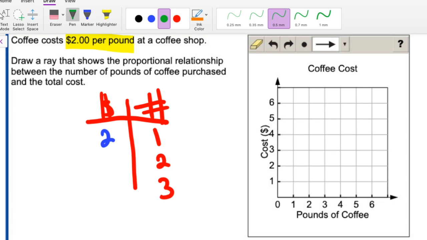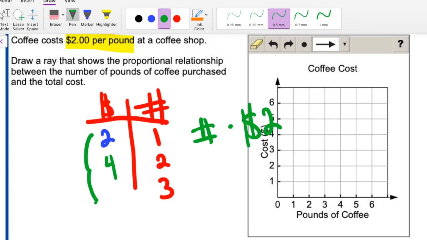Well, for 1 pound, you need to spend $2. So for 2 pounds, you need to spend 4. And then the same thing for 3. Basically, it's just the number that you want times $2. So you can just add 2 more, or you can say, I want 3 pounds. That's going to be 3 times 2, which is 6. It doesn't really matter which way you go about looking at it. Just know that it's going to cost you $2 for every one that you want.